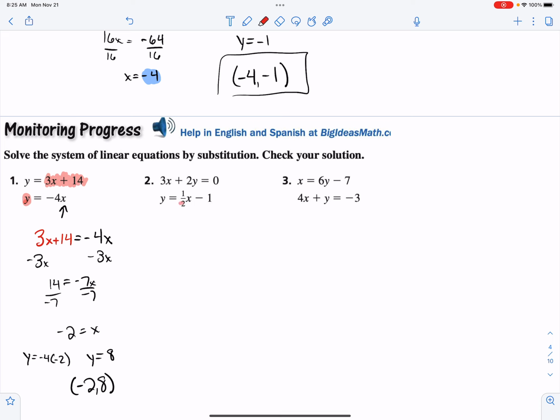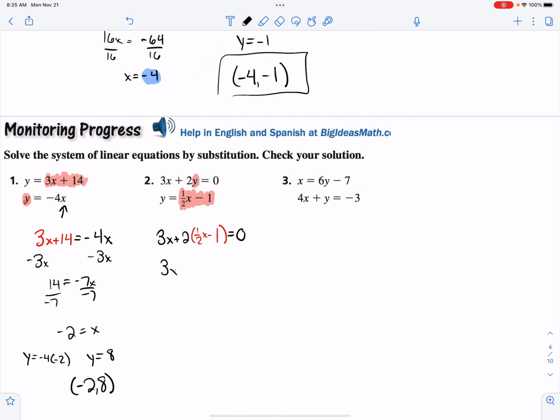This one, again, if it helps, you guys can circle it or put it in parentheses, underline it, I don't know. But we're isolating the y, so I'm going to plug that stuff in for the y value. So we have 3x plus 2. I'm going to plug that stuff in for y, 1/2 x minus 1. And I'm going to continue writing my equation equals 0.